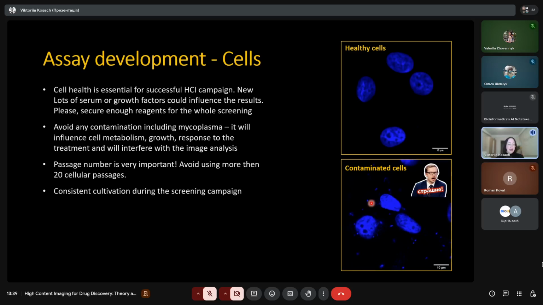Okay, and one more thing that I will tell you is the importance of the passage number of your cells. It is required to have no more than 20 passages of your cells, especially if they are transfected or stably transfected cells, because after 20 passages, your cells could change in nature, in genetic material, so it could influence your assay.